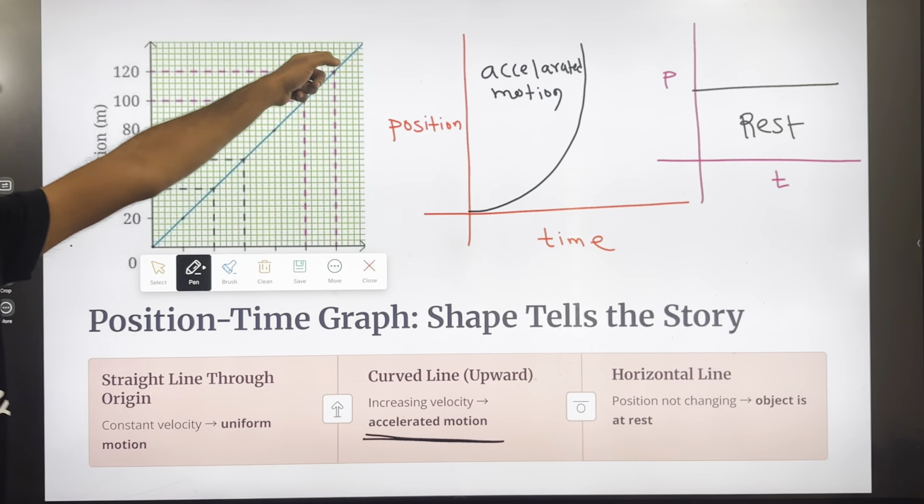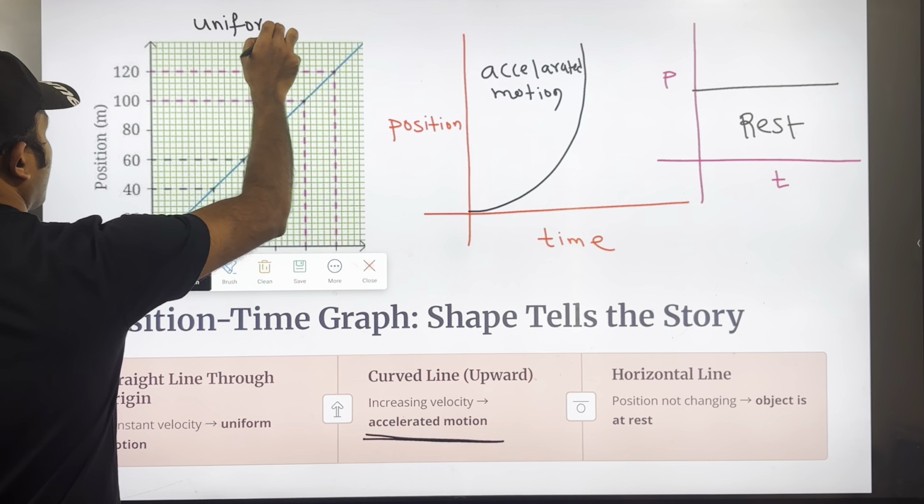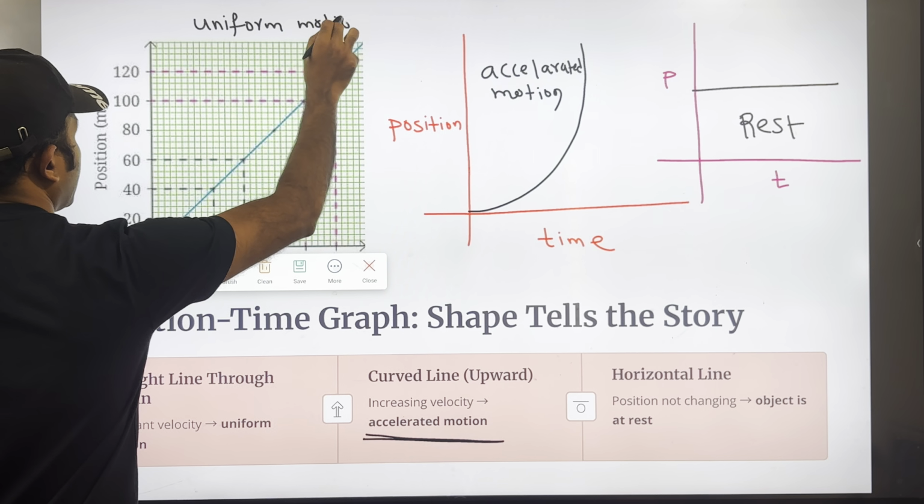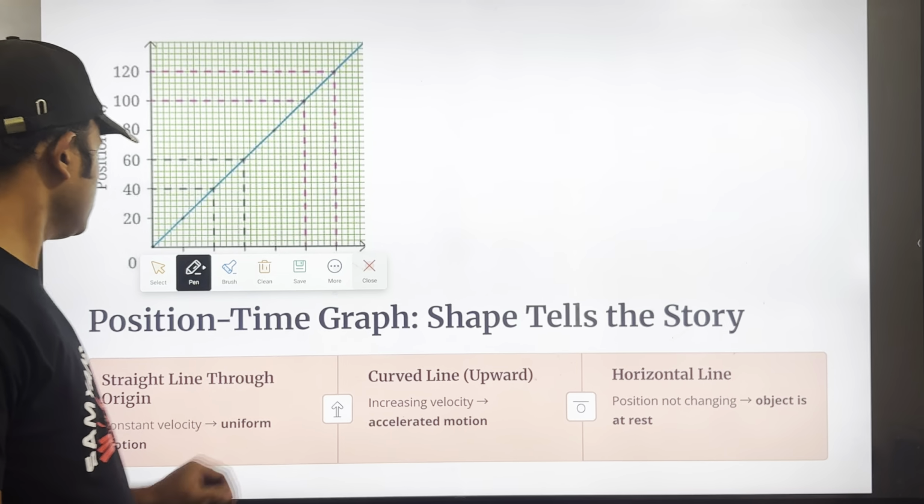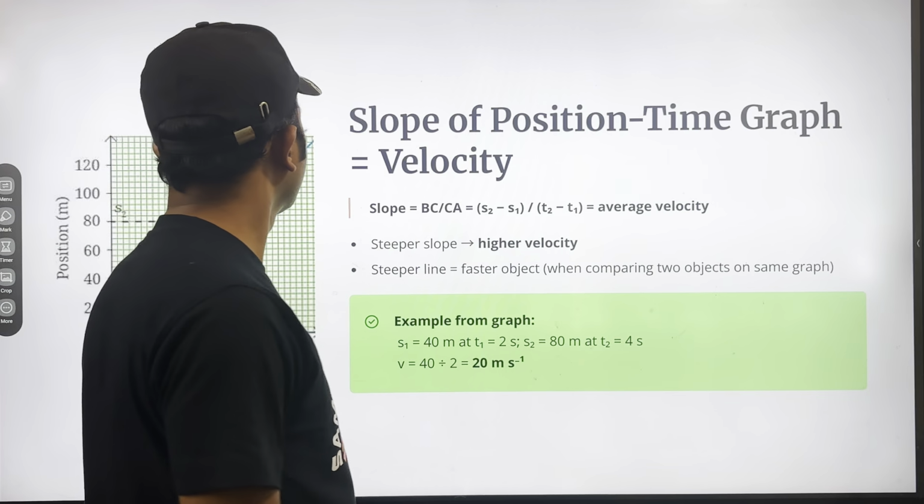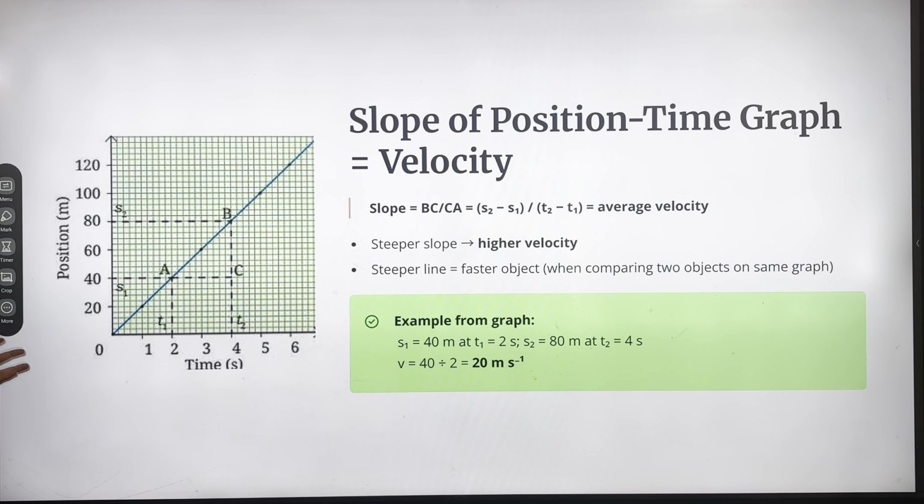and this graph indicates uniform motion. Okay, remember all these points. It's very important. Then move on to the next graph. Slope of the position-time graph gives you velocity. We already discussed this.